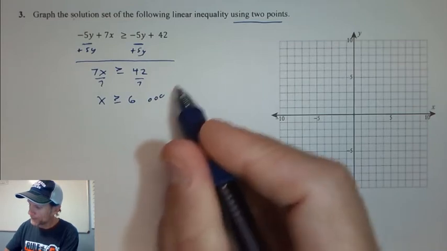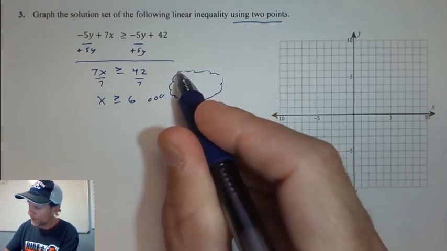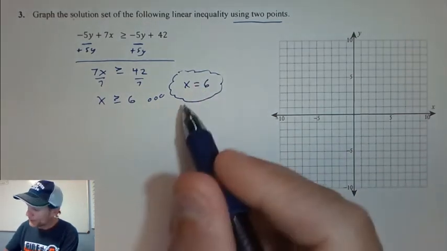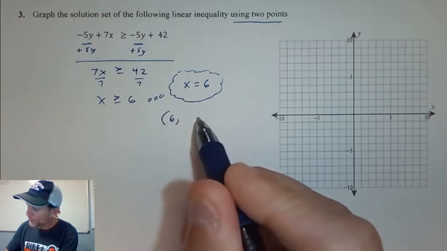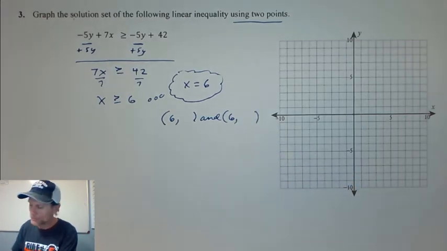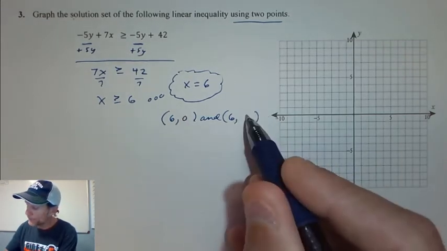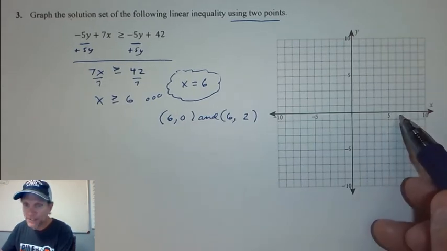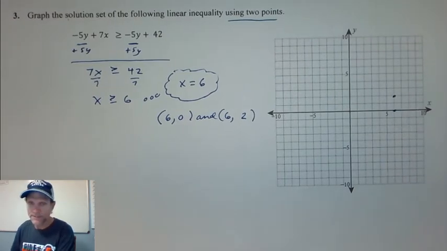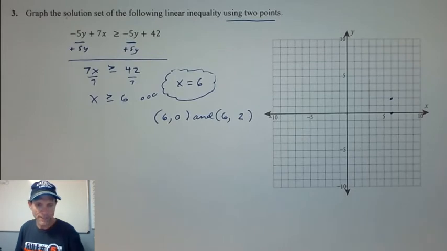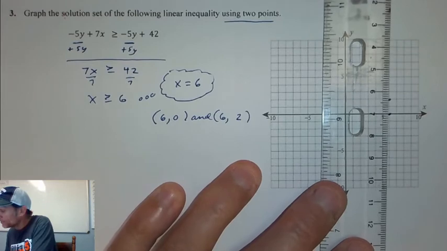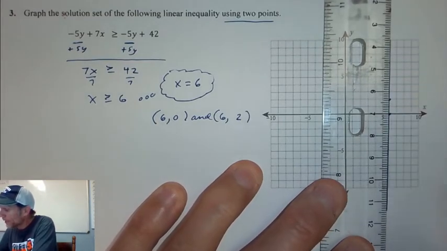Now to graph our boundary line, we think about x equals 6. And if we're looking for 2 points, we know that x is 6, and then we can pick the y value. So I'm just going to pick 0 and 2. So if I go over to 6 here and plot 6, 0 and 6, 2, they're stacked right on top of each other. And I know it's going to be a vertical line. I know it's going to be a solid line because I see the equal sign involved. Okay, so there's my solid line.